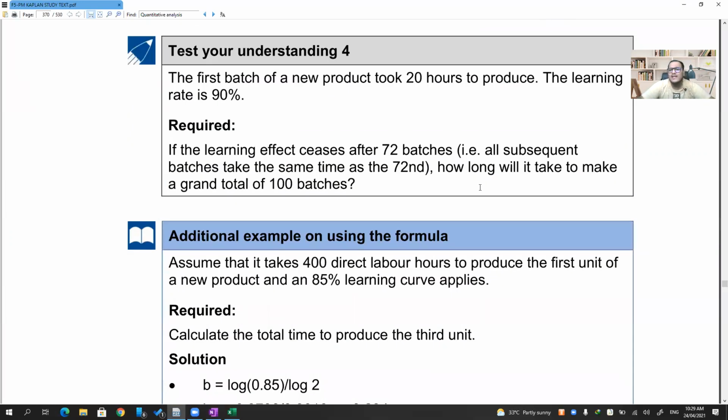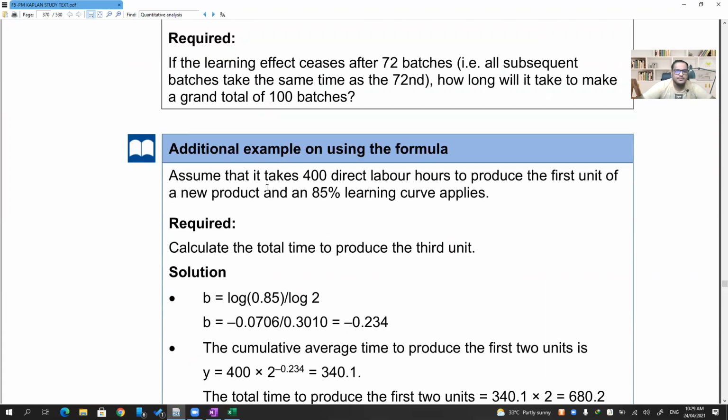Here they're talking about batches of production instead of units of production. Don't worry, it's just 72 batches. You don't need to consider the number of units in each batch. Just batch-wise learning curve will start.